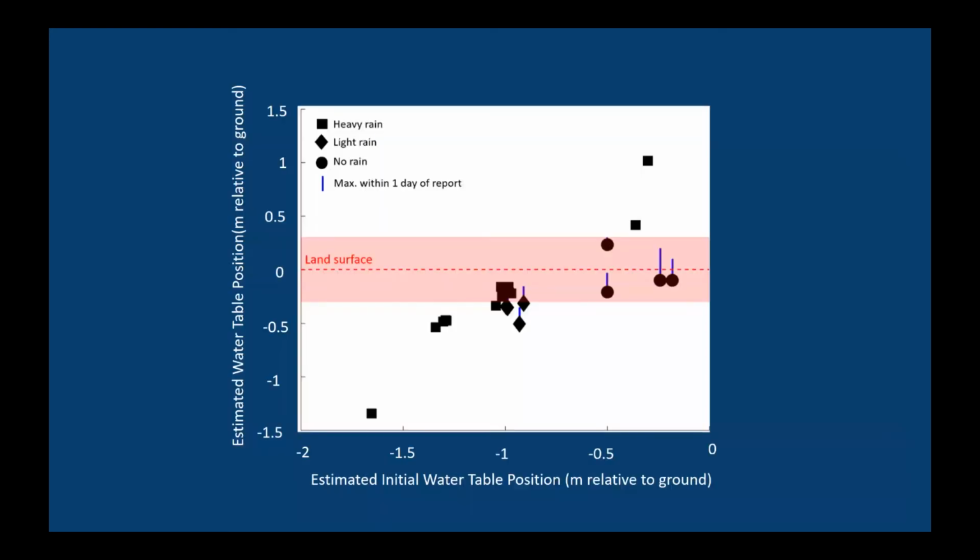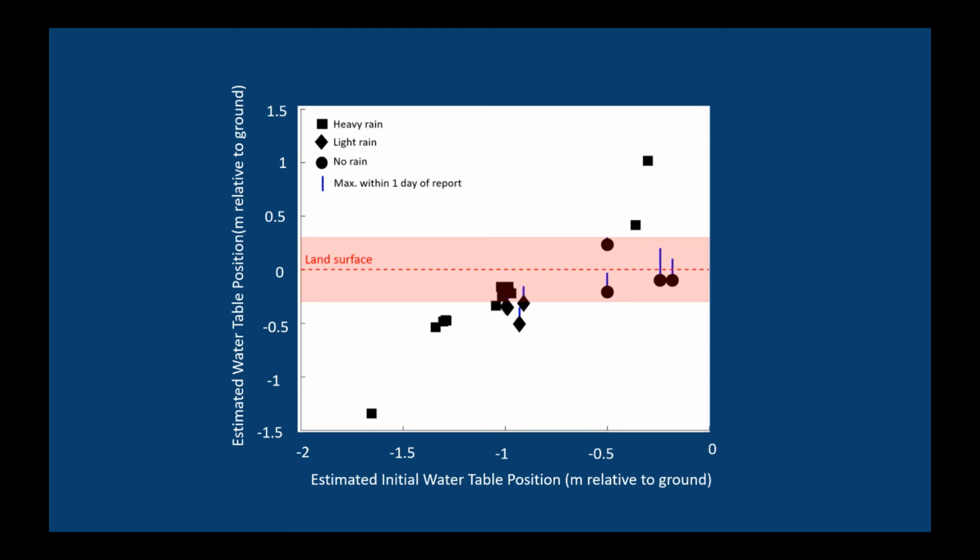To validate the model, at each report location, we compared the predicted water table position to the elevation of the land surface, indicated here by the dashed red line, at the time of the flood report to determine whether the analytical model is accurately predicting a flood during that event. Here, the x-axis is the estimated initial water table position relative to the ground surface, and the y-axis is the estimated water table position at the time of the report. The shaded red region represents the model uncertainty.